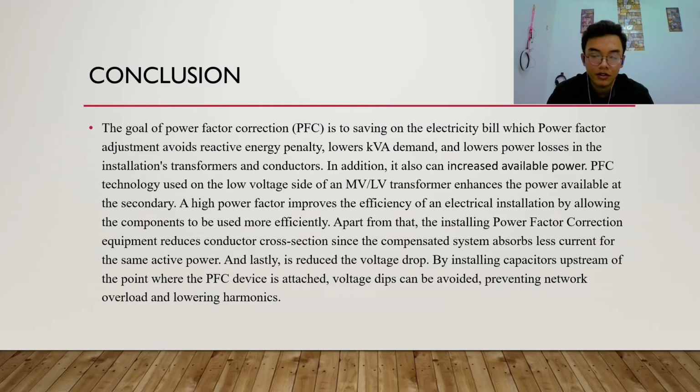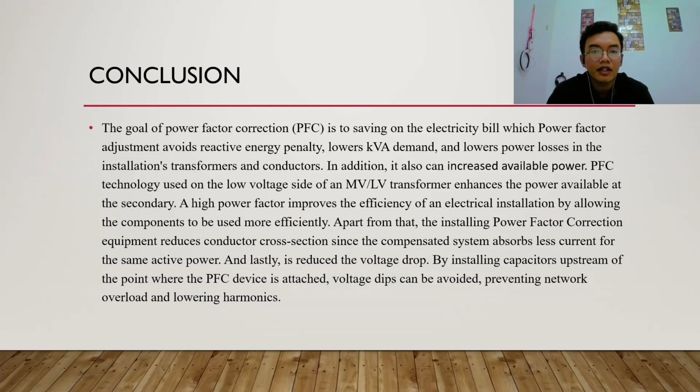Today I'll continue to explain the conclusion. The goal of the power factor correction, PFC, is saving on the electricity bill, where power factor adjustment avoids reactive energy bill penalty, lowers kVA demand, and lowers power losses in the installation, transformers, and conductors. In addition, it can also increase available power. PFC technology used on the low voltage side of an MV or LV transformer enhances the power available at the secondary.